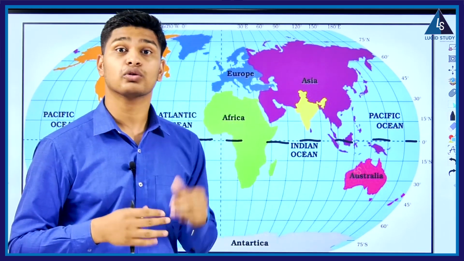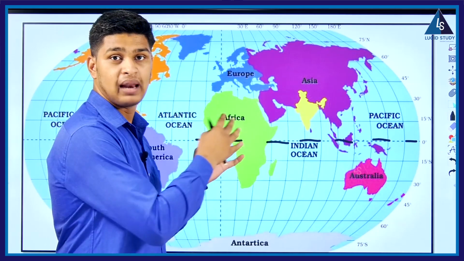The equator is a latitude at 0 degrees which divides earth equally into two parts. And what are those two parts? One is northern hemisphere and one is southern hemisphere. So which divides northern hemisphere and southern hemisphere? It is the equator, which is 0 degrees. And here it is shown by the black dotted lines.